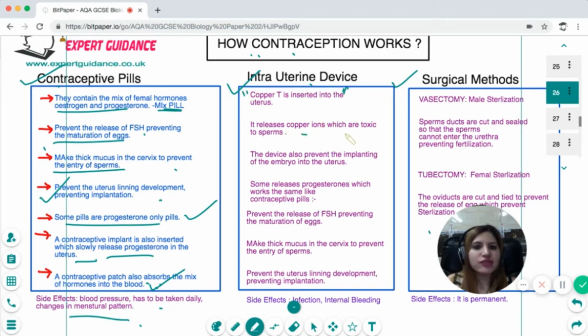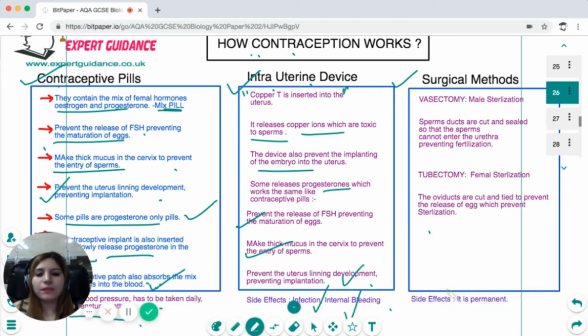On the other hand, intrauterine devices are mechanical devices like the copper T, which is inserted into the uterus. It releases copper ions, which are toxic to the sperms, and this device also prevents the implanting of the embryo into the uterus. And some of these IUDs, intrauterine devices, also release progesterone, which works the same way as the progesterone pills, preventing the release of FSH and the maturation of the egg. They make thick mucus in the cervix to prevent the entry of sperms, and they also prevent uterine lining development, preventing implantation. But IUDs have side effects like infections or internal bleeding.